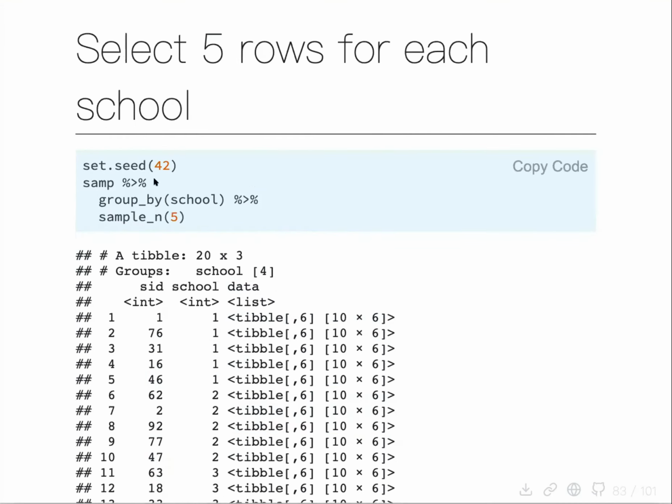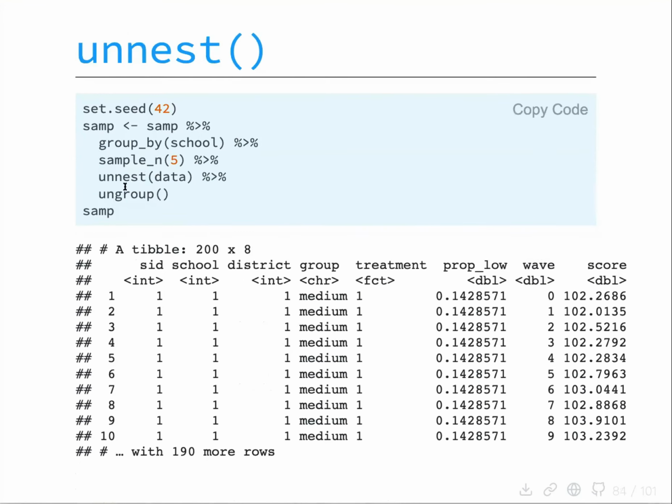So I have this sample and I'm just gonna group by school and say sample in 5. So give me 5 rows from this nested data set for each school, okay? And then finally, I can say, now unnest the data and ungroup it and we end up with data that looks like this, okay? So these are now my 5 randomly sampled students from each of the first 4 schools.